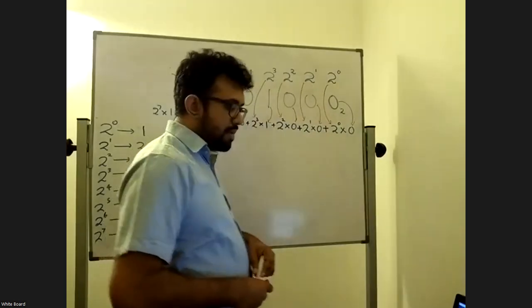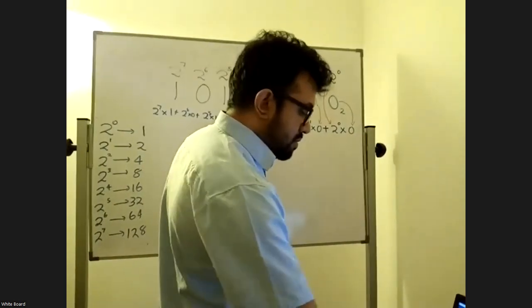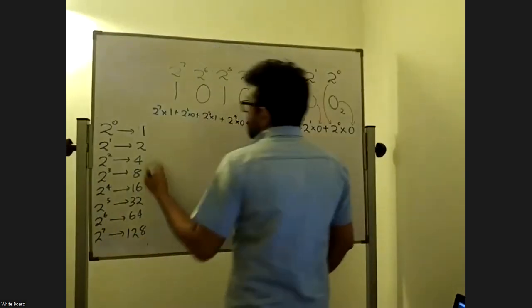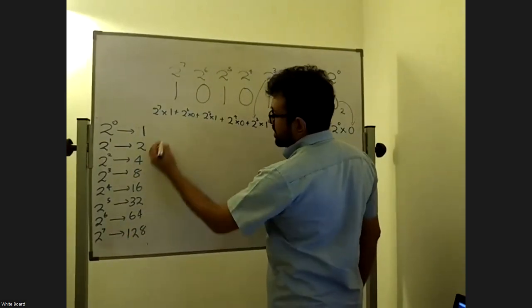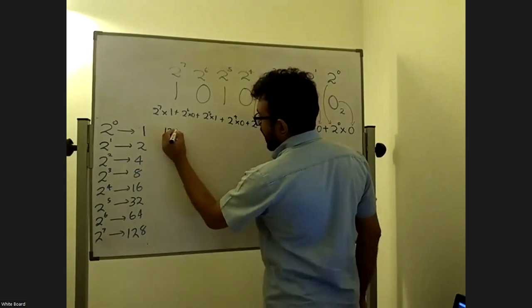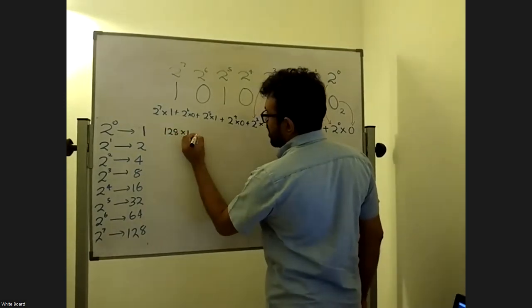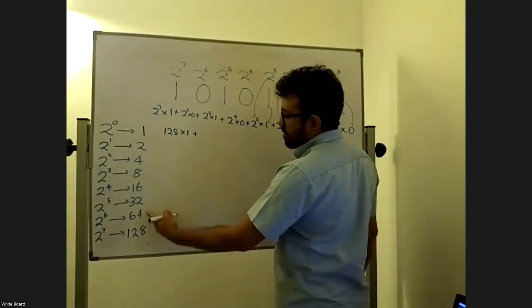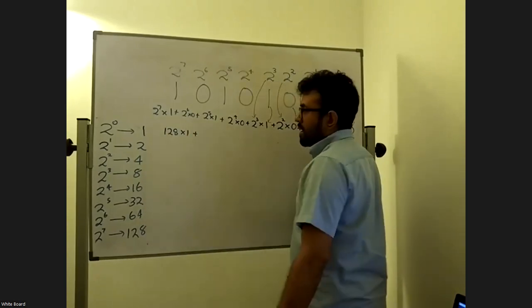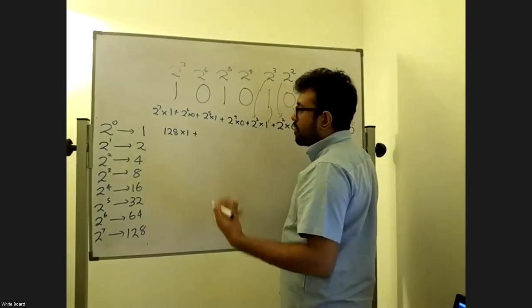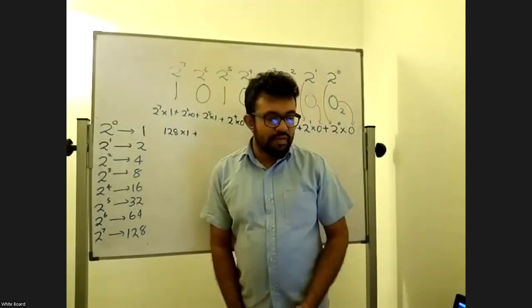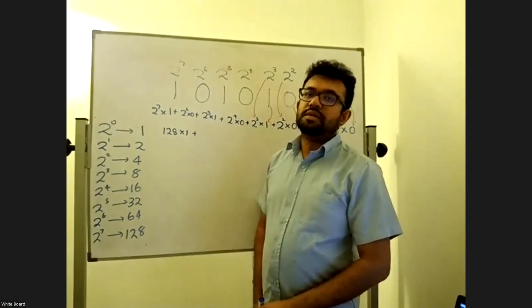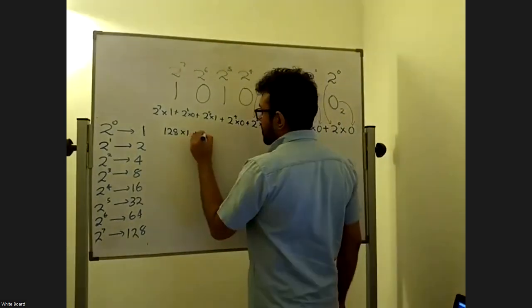So now you have to simplify this. 2 to the power 7, that value is going to be 128. So we can write 128 multiplied by 1. 2 to the power 6 is going to be 64. When you multiply any value by 0, what is the value that you get? 0. So we can put 0 here straight away.